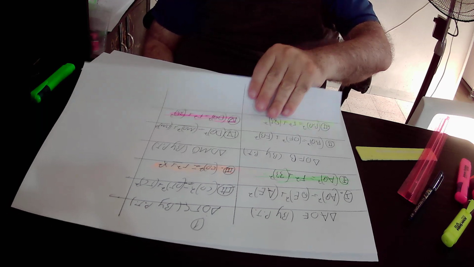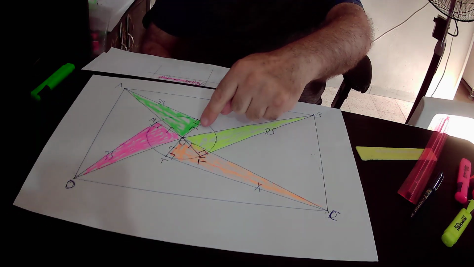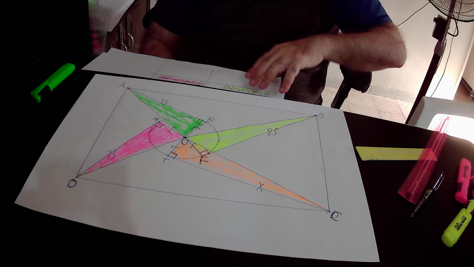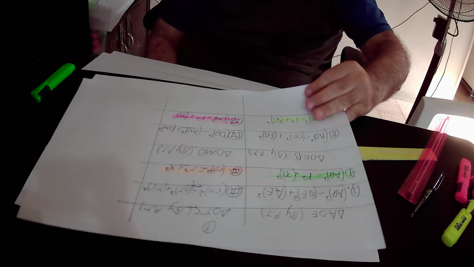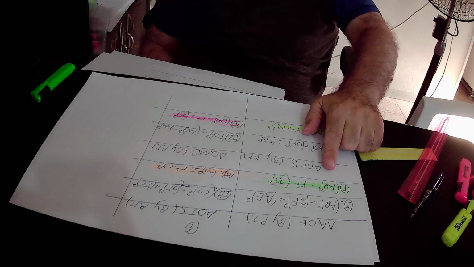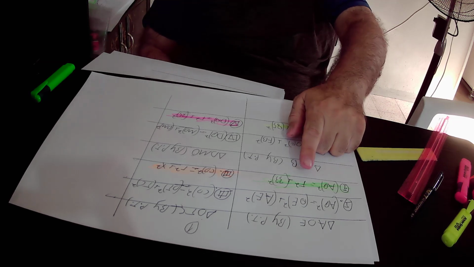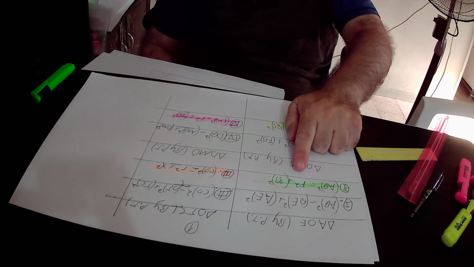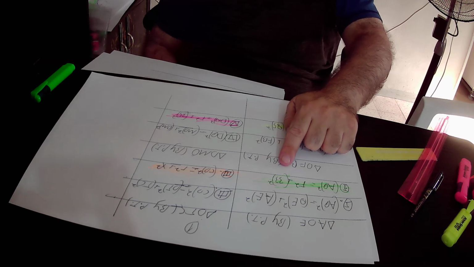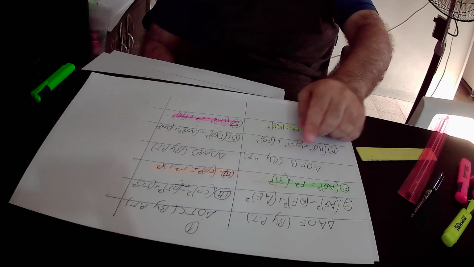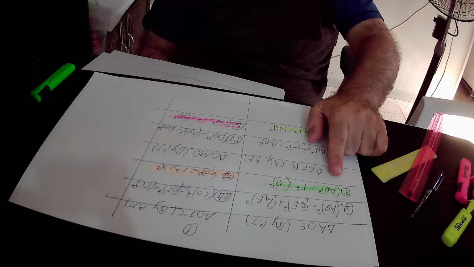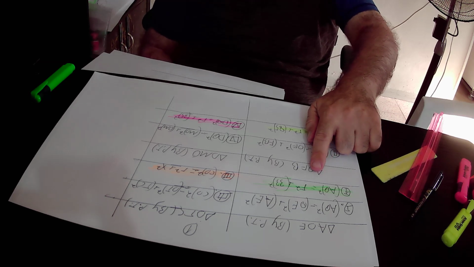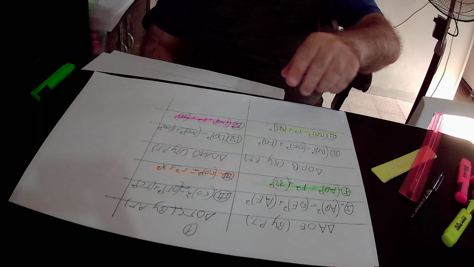Here OE equals R, and AE equals 30. Therefore, according to the first equation, AO square equals OE square, and OE is R, so OE square is R square, plus AE square, and AE is 30, so AE square is 30 square. So in conclusion, according to equation number 1, AO square equals R square plus 30 square.